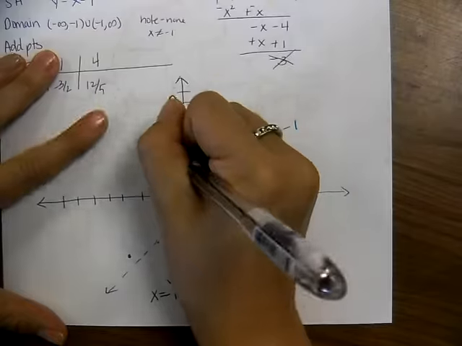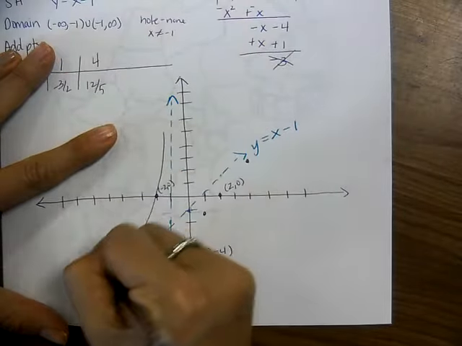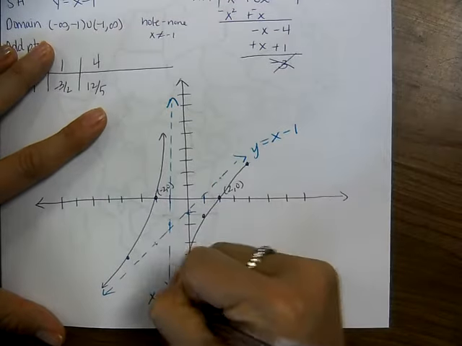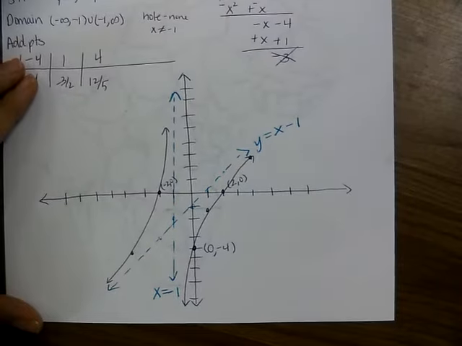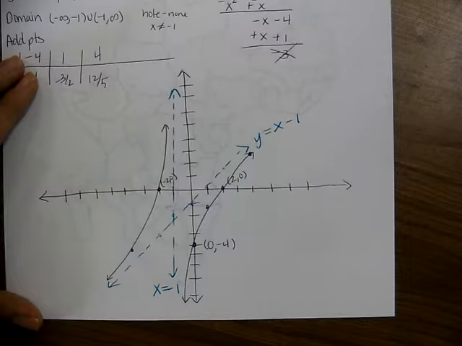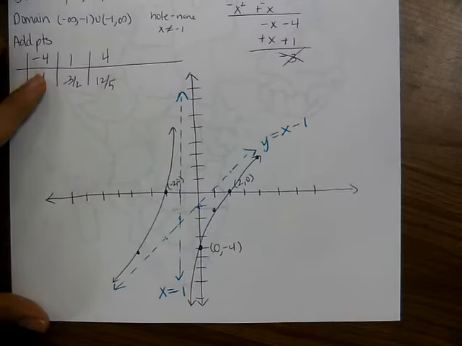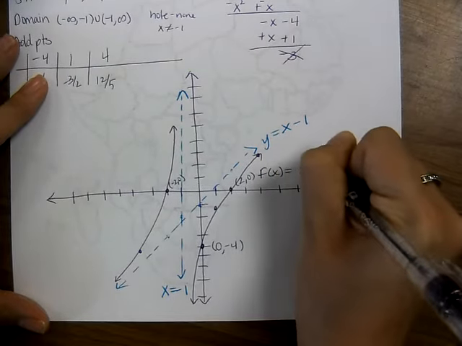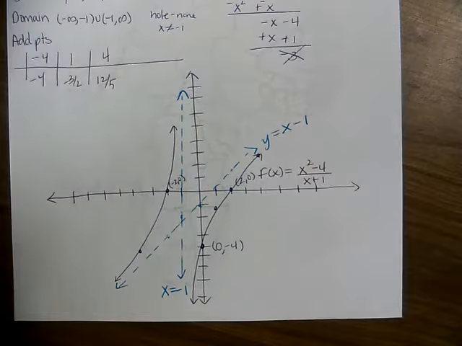Okay, so now I see my curves. And if you're not comfortable with it, then put more points on your table. We're going to approach those asymptotes. We're not going to touch them. There have to be arrows on both ends because these extend forever. Finally, label your equation: f of x equals x squared minus 4 over x plus 1.